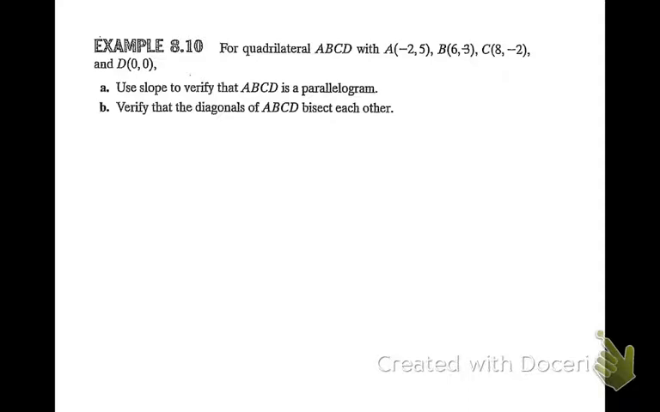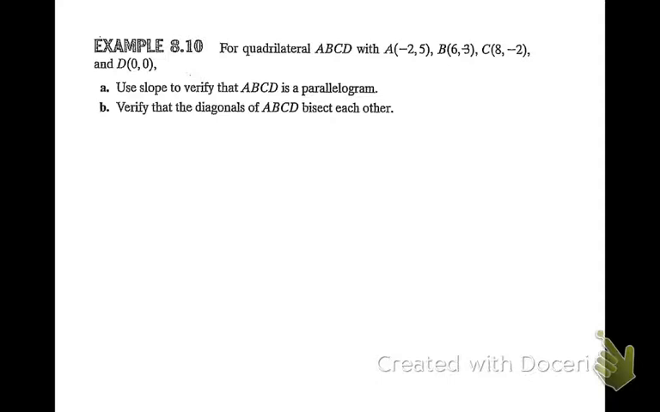For the quadrilateral ABCD with A equal to (-2, 5), B (6, 3), C (8, -2) and D (0, 0), use slopes to verify that ABCD is a parallelogram, and then we have to verify that the diagonals of ABCD bisect each other.